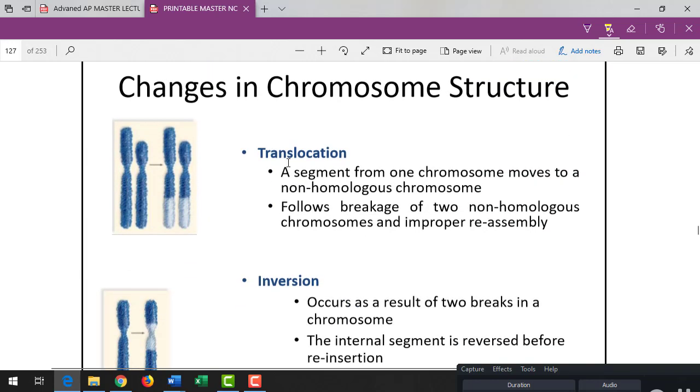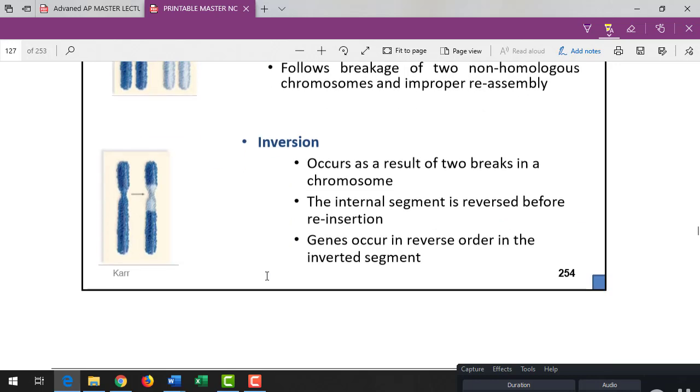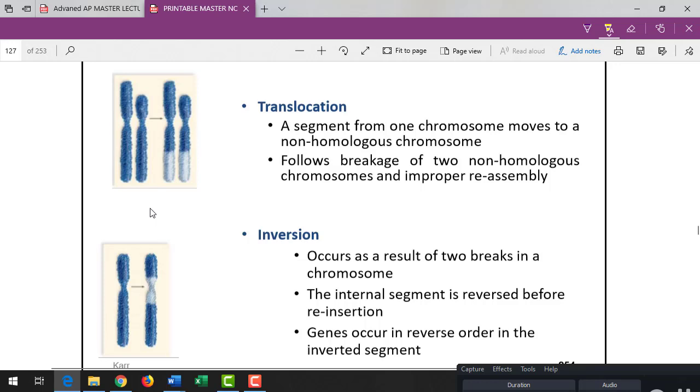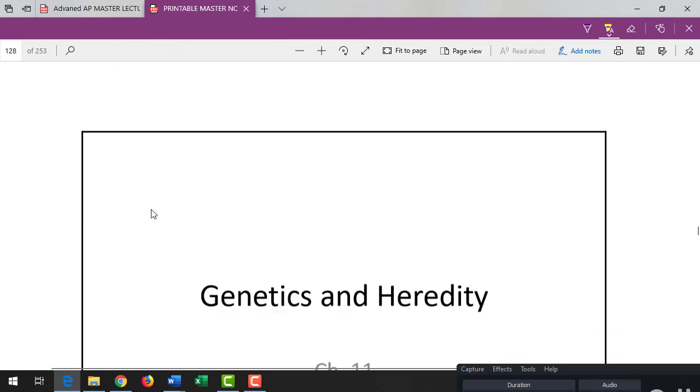Translocation is when we have a segment from one chromosome moving to another one that are not homologous. So there's a lot of different things that can happen among these chromosomes. And inversion is when it flips in an opposite direction. And then again, this is going to interfere because this is DNA, right? Chromosomes are DNA, which code for proteins, which code for structure and function in the body. So as a result of that, you're going to have problems with function or structure. And we see a lot of that.